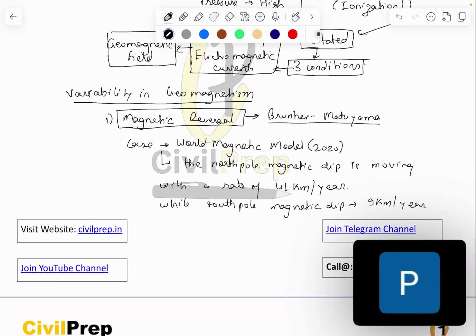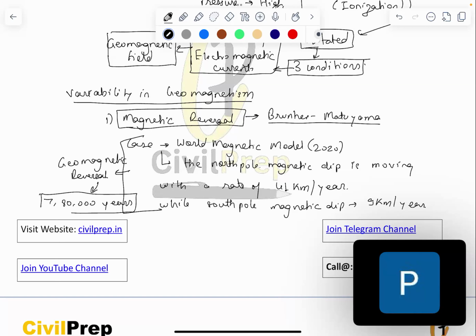Okay, so here we are saying that these two conditions are resulting in geomagnetic reversal. And they have specified a time period: one reversal almost takes place in 780,000 years. So within this time frame, the reversal in the geomagnetic field occurs.